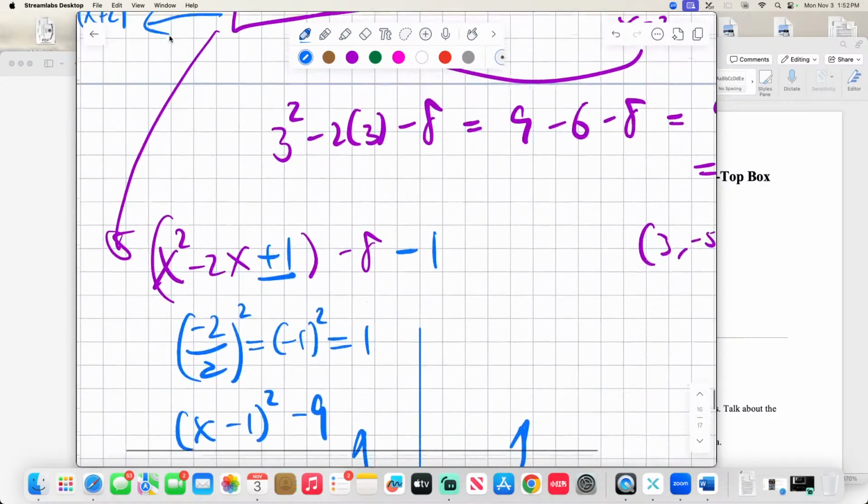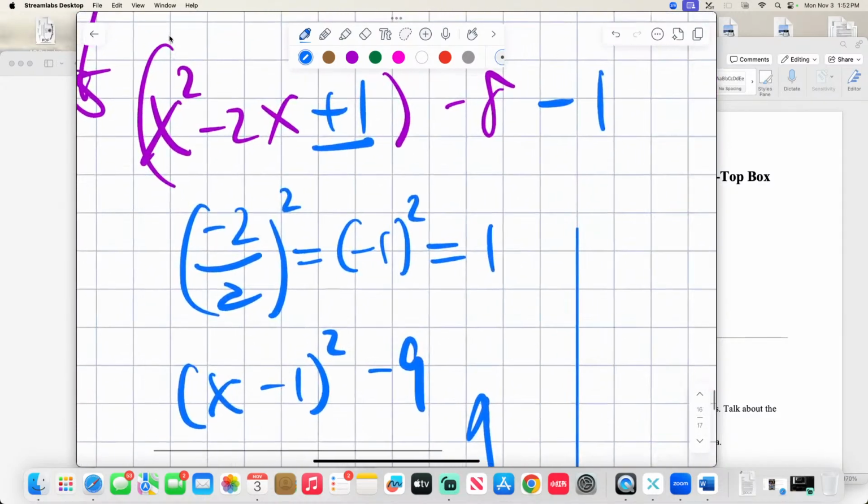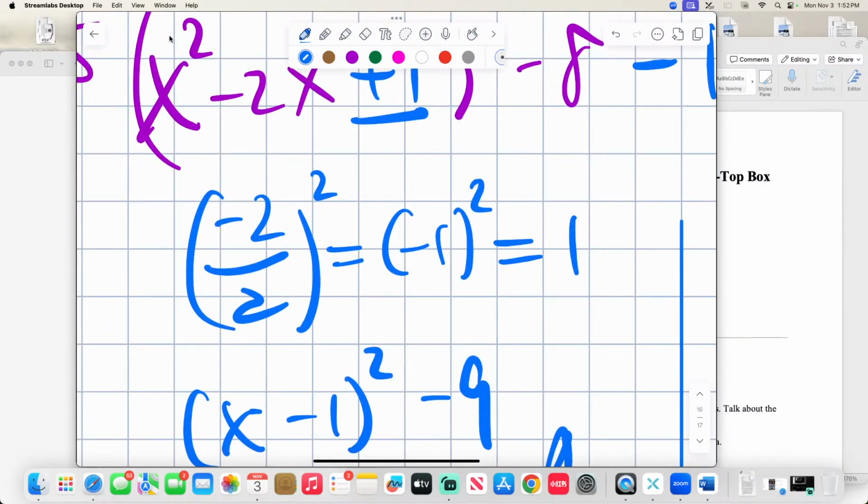Oh, it's the middle divided by 2, squared. Yeah, that's going to be -2 over 2 squared, equal to -1 squared, equal to 1. It's completing the square from two tests ago. That's vertex form, yes. You change that to vertex form.